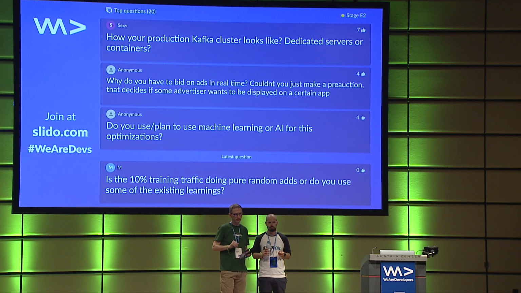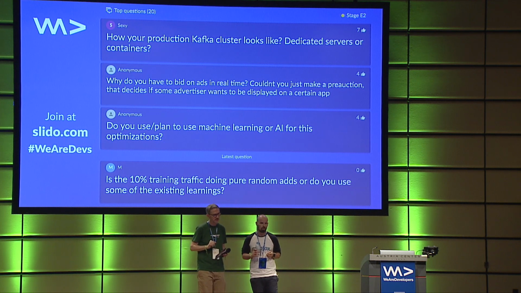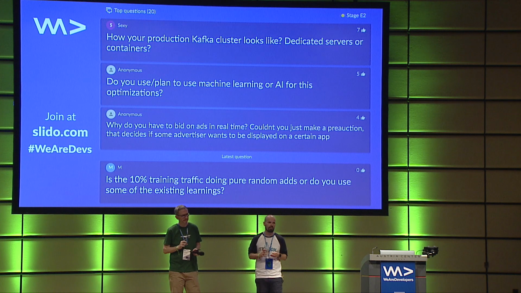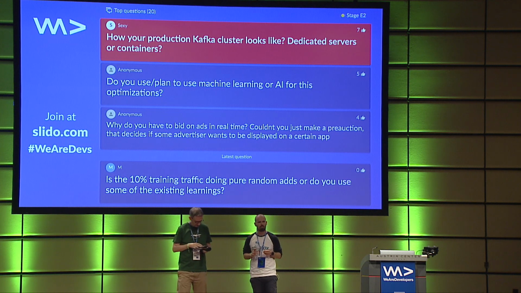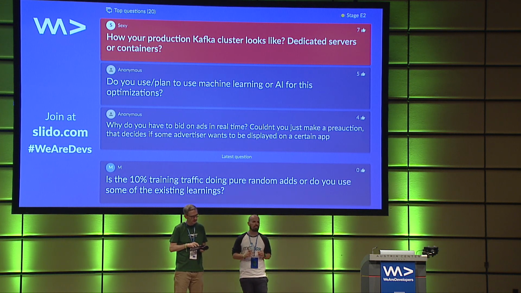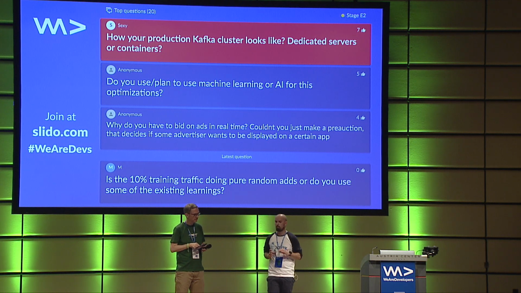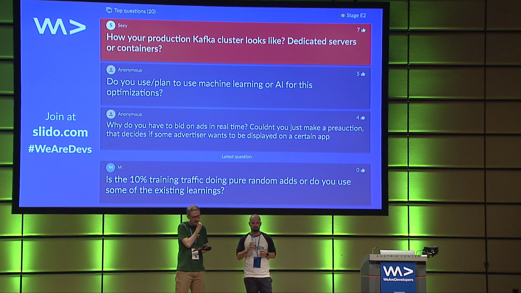What does your cluster look like? They run on AWS. They're Dockerized. I think right now we have around five brokers or something like that. So on AWS, no bare metal.